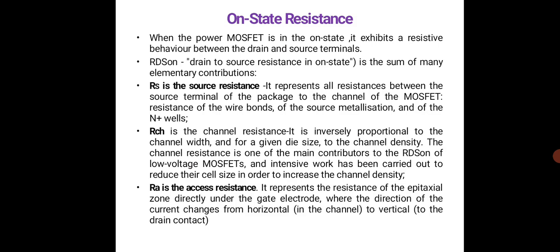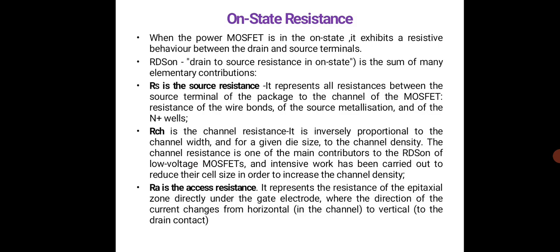It is the sum of many elementary contributions, like RS, RCH, RA. RS is the source resistance. It represents all resistance between the source terminal of the package to the channel of the MOSFET: the resistance of the wire bonds, of the source metallization, and of the N plus wells. RCH is the channel resistance, which is inversely proportional to the channel width and, for a given die size, to the channel density.